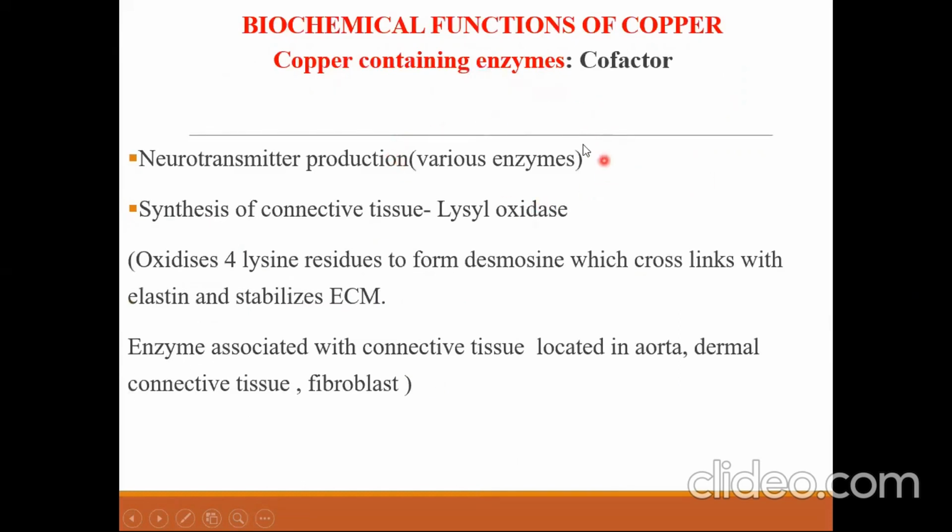Copper is also a cofactor for various enzymes involved in neurotransmitter production. It is also a cofactor for lysyl oxidase. Lysyl oxidase is involved in the synthesis of connective tissues. This lysyl oxidase oxidizes lysine residues to form a desmosine compound. This desmosine cross-links with the elastin and stabilizes the extracellular matrix.